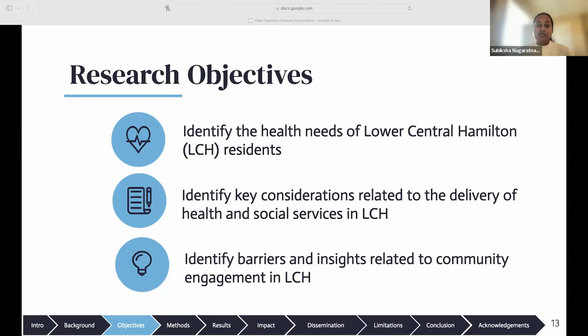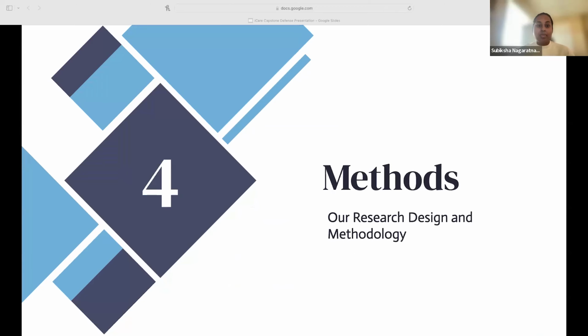We had 3 objectives. The first was to identify the health needs of Lower Central Hamilton residents. Health needs refers to requirements needed to achieve and maintain physical, mental, and social well-being. The second was to identify key considerations related to the delivery of health and social services. The third objective was to identify barriers and insights related to our own community engagement efforts in this community.